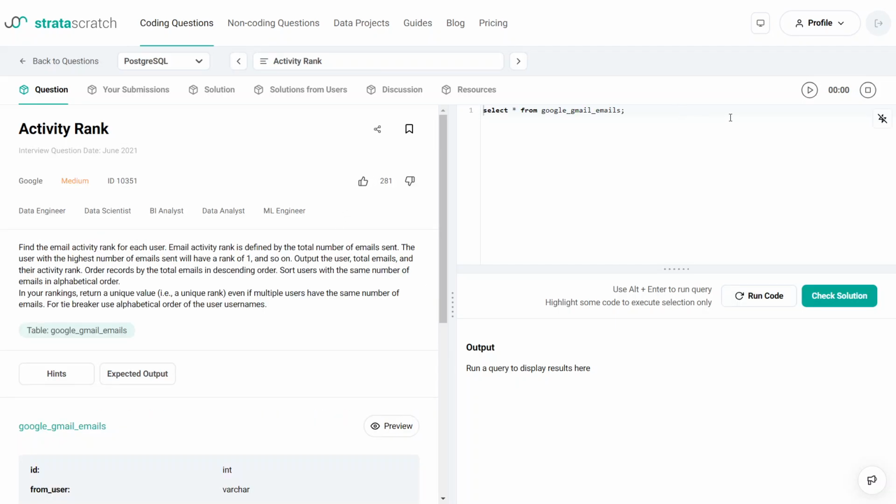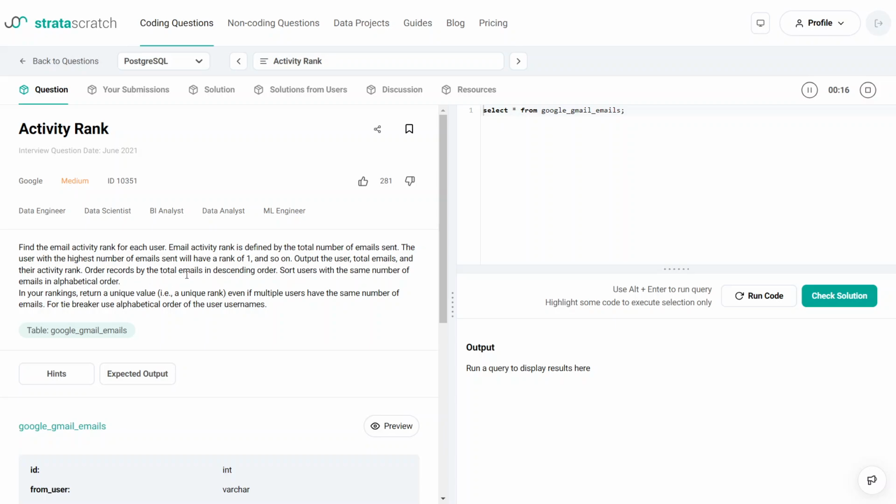Okay. I'll start a timer because this is medium. I'll try to solve it within 5 minutes instead of the 4 minutes I usually do for easy questions. Find the email activity rank for each user. Email activity rank is defined by the total number of emails sent. The user with the highest number of emails sent will have a rank of 1, and so on. Output the user, total emails, and their activity rank.